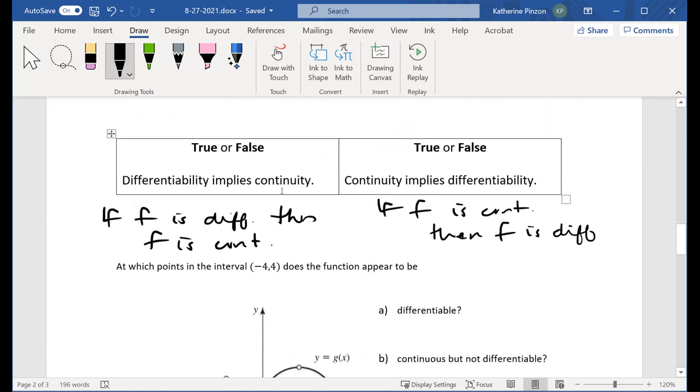Okay, does everybody have their mind made up about these two statements? Which one do you think is true and which one do you think is false? If you think this is the true statement, raise your hand. Yeah, this is the true statement. So remember, this guy's true. This guy's false.